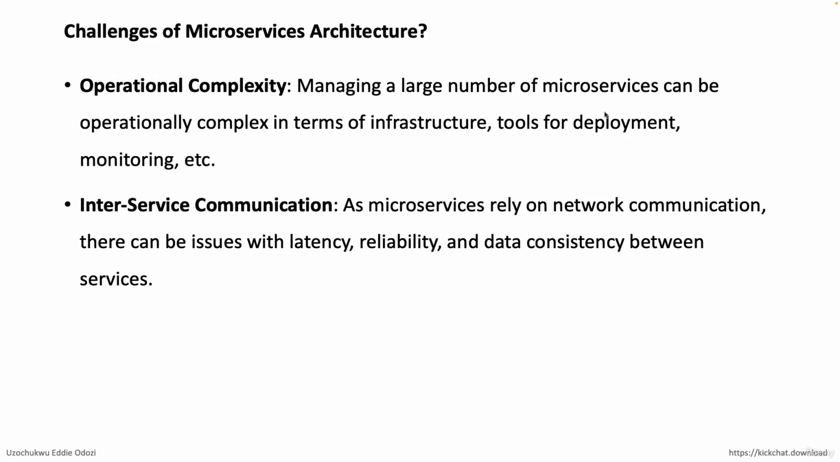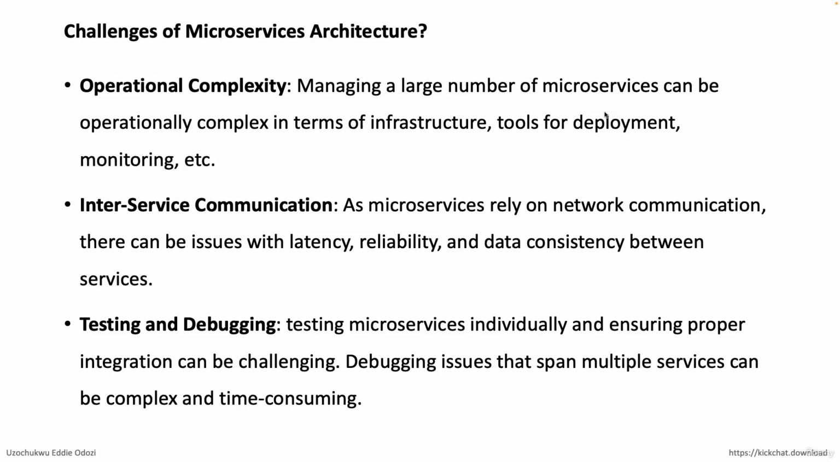Inter-service communication. Now, inter-service communication involves communication between microservices, not communication from the client to the microservice, but communication between microservices. This depends on network communication. So if not properly built, there could be issues with latency, reliability, and data consistency. Now, testing and debugging. Testing microservices individually and ensuring proper integration can be challenging. And debugging issues that span multiple services can be complex and time consuming as well. So if you have a very complex application, it could sometimes lead to testing and debugging issues.